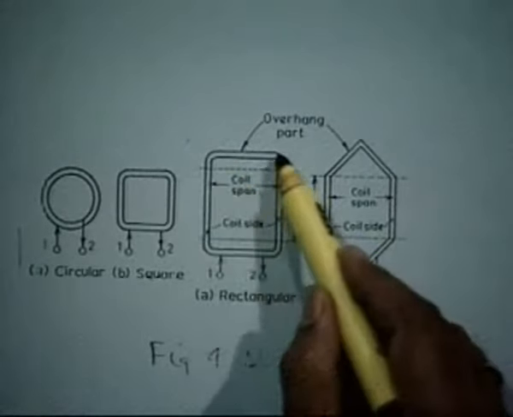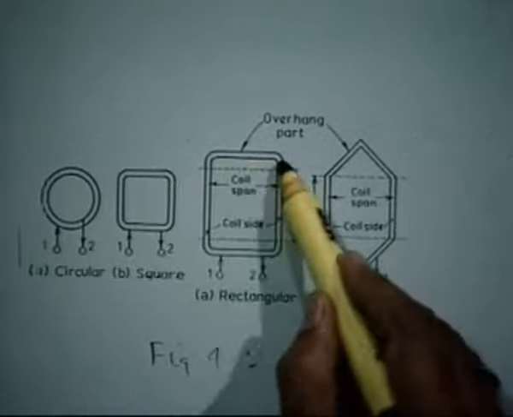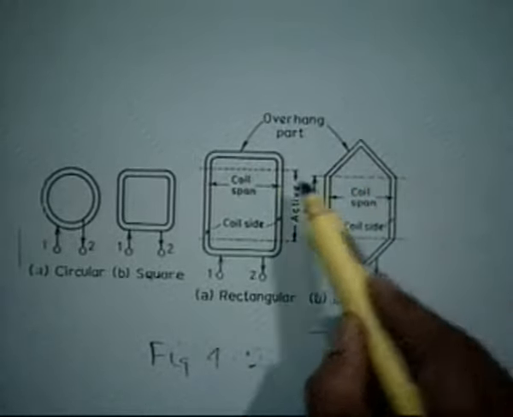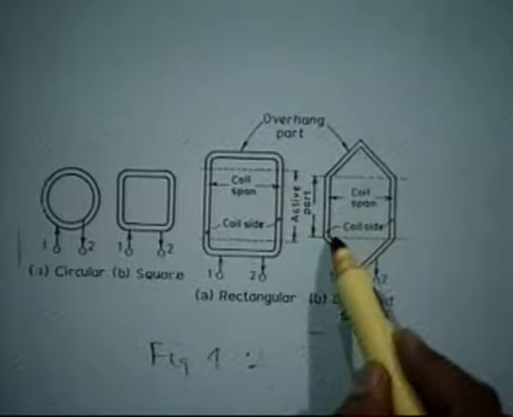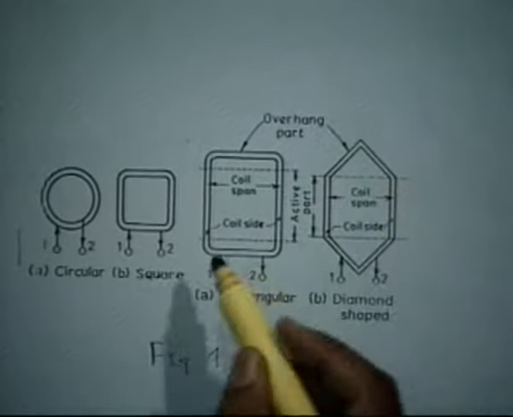There are certain portions which are outside in the air; these are called the end or overhang part. This is the overhang part. You see, this is the active part here and the overhang part here.